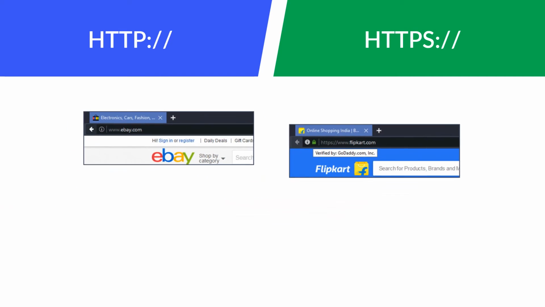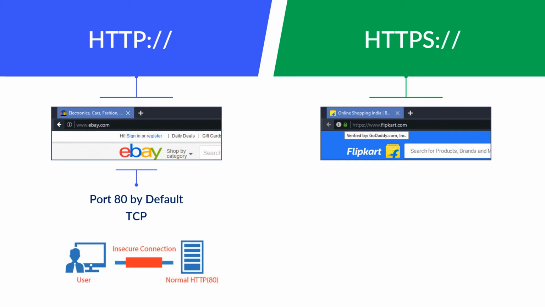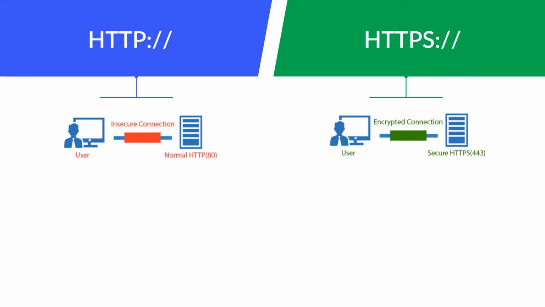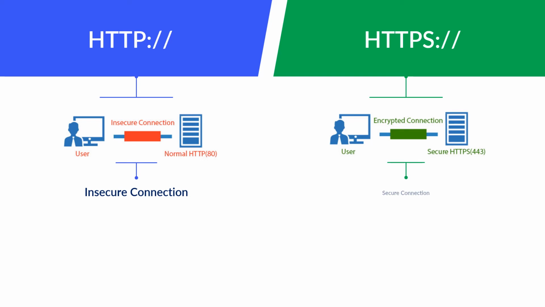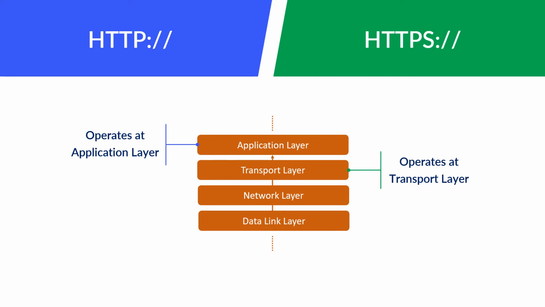So, HTTP operates on Transmission Control Protocol and the default port is 80. And HTTPS operates on a secure sockets layer and uses port 443 for secured communication. HTTP operates at the application layer, and HTTPS operates at the transport layer.